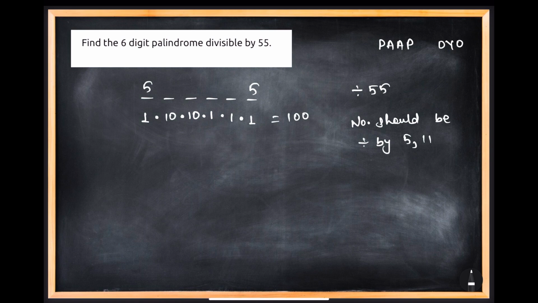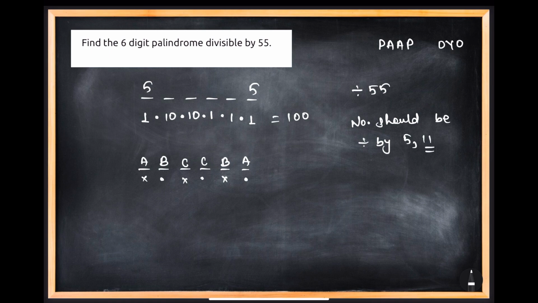Now try to understand whether these numbers are divisible by 11 or not. So look at these numbers. Like palindrome, look at this. If it is A, here also you have to put A. Suppose it is B, you have to put B. Here it is C, here you have to put C.